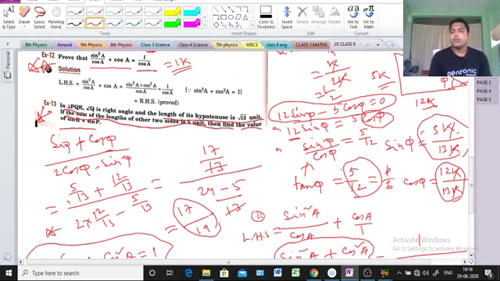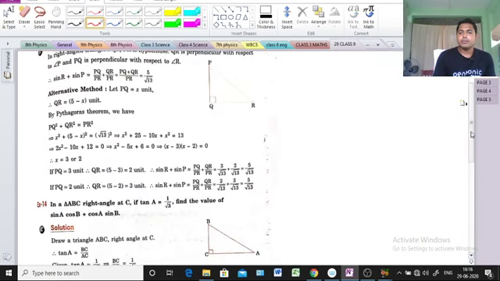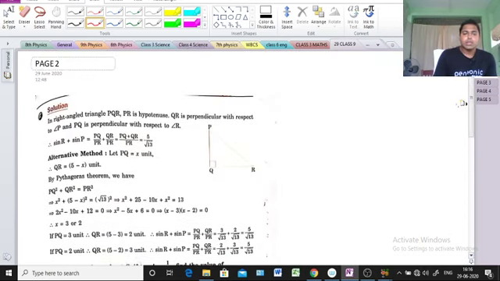Now I'm going to the next page. So at first we'll do what? We'll draw one right angle triangle. I'm drawing here one right angle triangle.